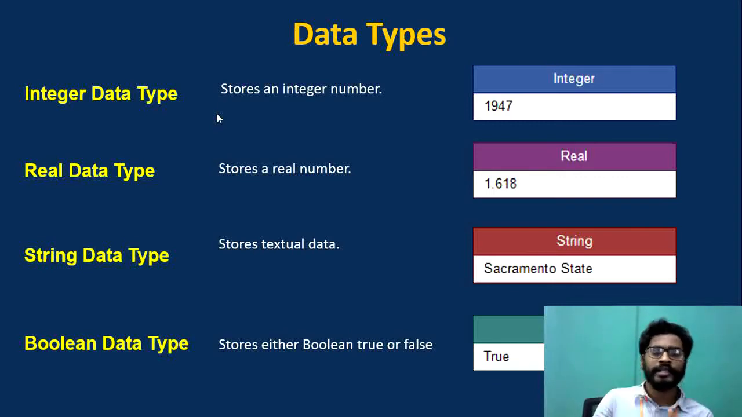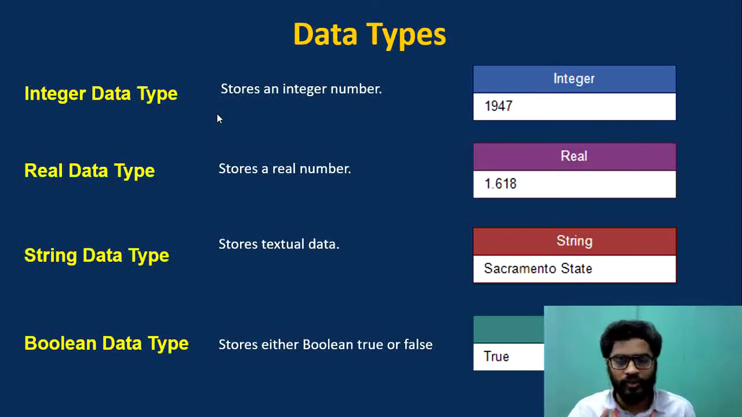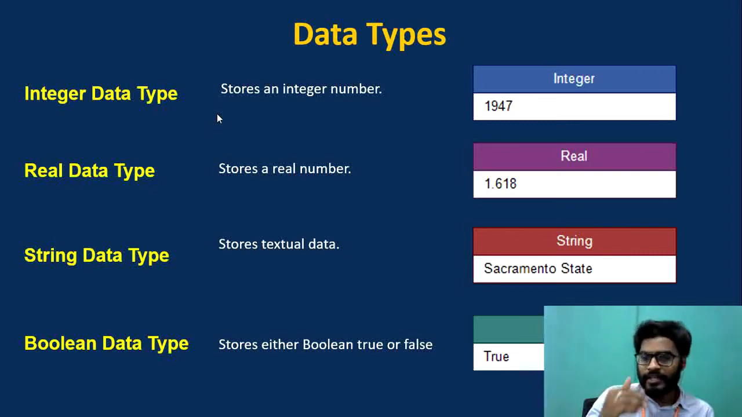It can be an integer data type, a real data type, a string data type, or a Boolean data type. It all depends on what type of data you are working with. When these variables are displayed in the graphical watchable window, each data type will have its own color.